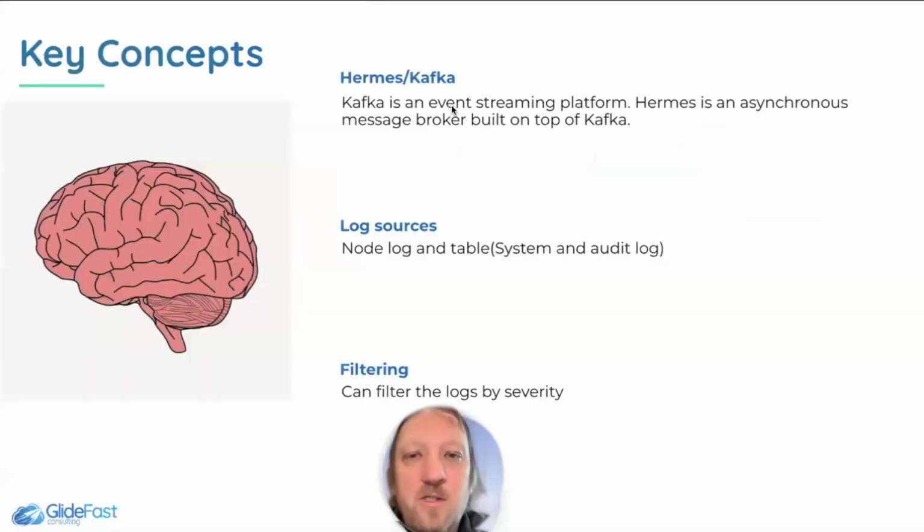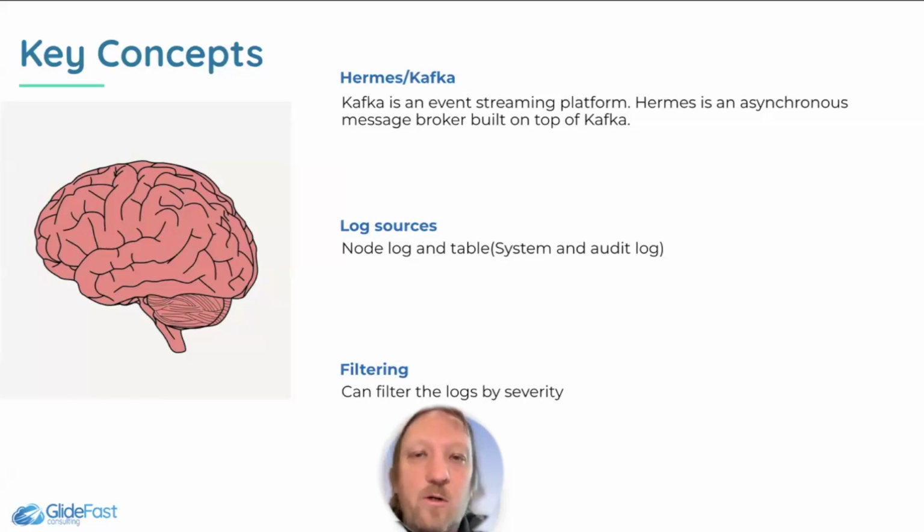So it's using Hermes, Kafka. Kafka is an event streaming platform, and Hermes is an asynchronous message broker built on Kafka. Two main types of things you can export would be the node log and the system and audit log.